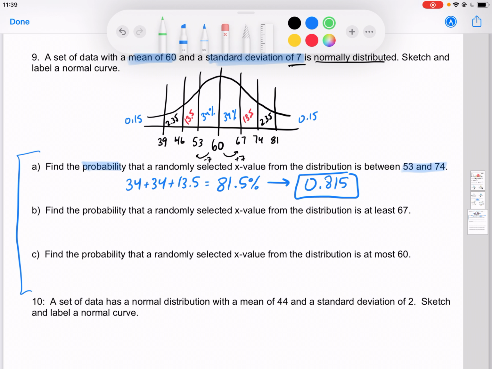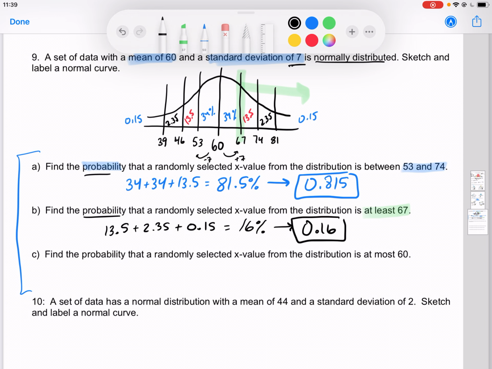For the next one, we are going at least 67. So here's 67. If we're going at least, that doesn't mean we want something smaller. We want things that are bigger. So 67 or bigger is another way to say at least 67. In that case, we're going to take that 13.5, add it to the 2.35 and the 0.15, which is 16%. Once again, since it says probability, change it to a decimal.